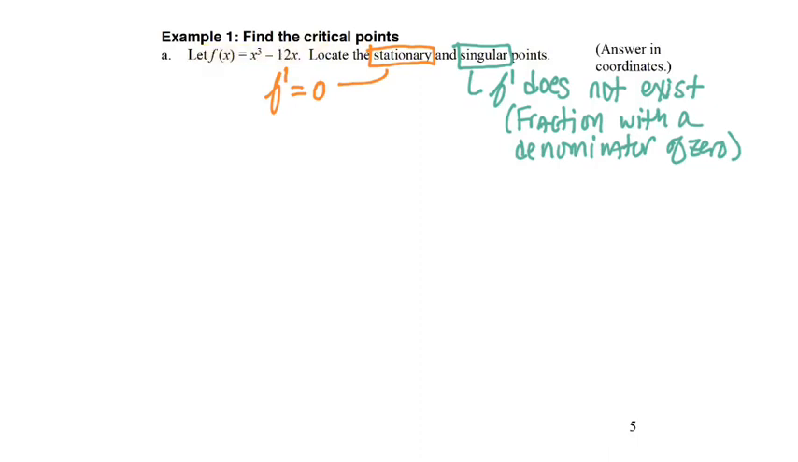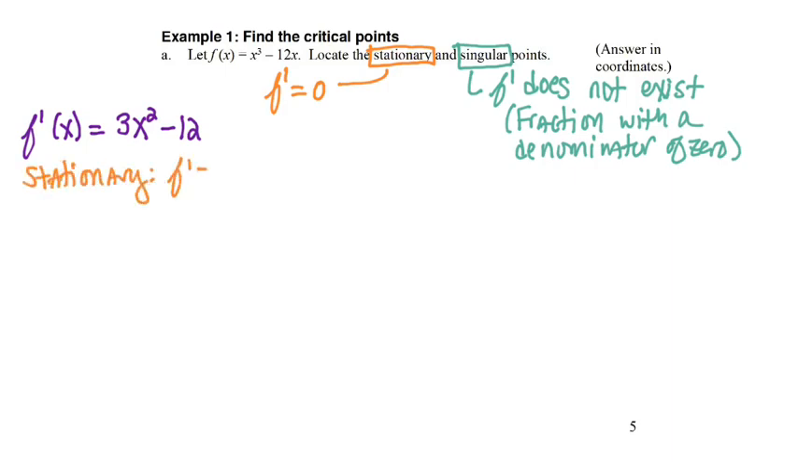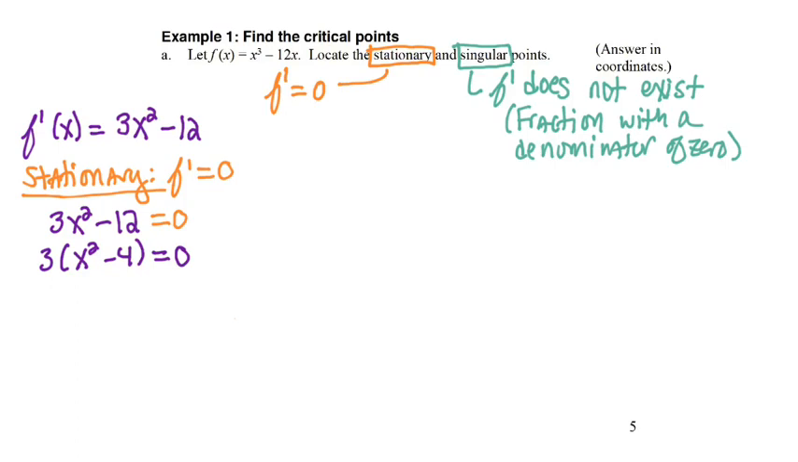We take the given function f of x and find the derivative, which will be 3x squared minus 12. To find our stationary point where the derivative equals 0, we take our derivative of 3x squared minus 12 and set it equal to 0 and solve for x. First, you could factor out the GCF of 3, which now gives you a perfect square binomial, which is pretty easy to factor into x plus 2, x minus 2, where we still have that lead 3 we factored out.